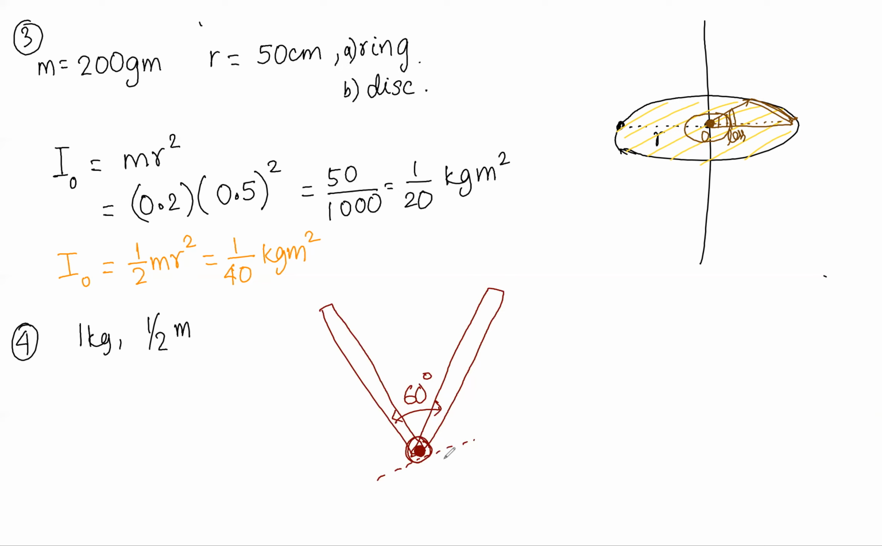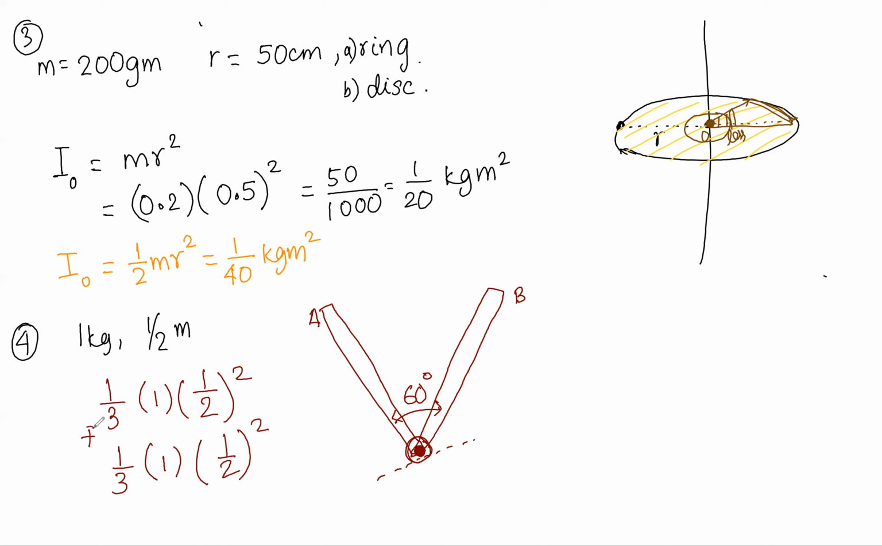So how much will the moment of inertia be? For each rod, you will call it rod A and rod B. The moment of inertia of the first rod is 1/3, not 1/12. It's 1/3 because you're finding it about the edge. So 1/3 m L squared. What is the moment of inertia of the second rod? Also 1/3 into 1 into (1/2) squared.